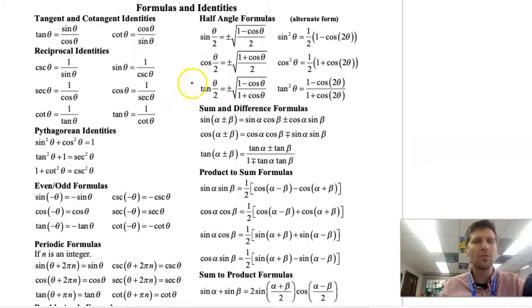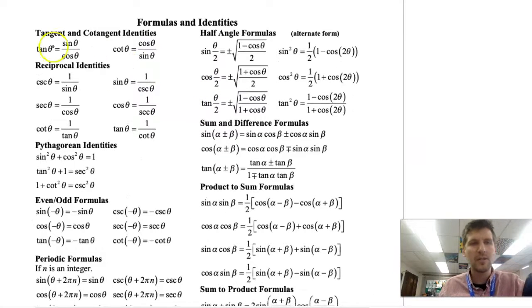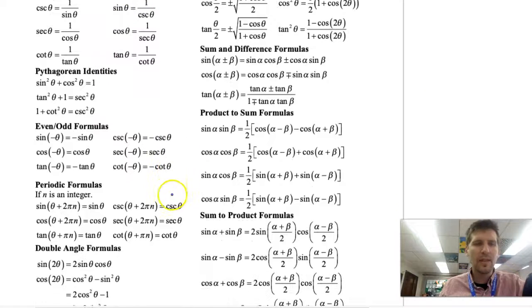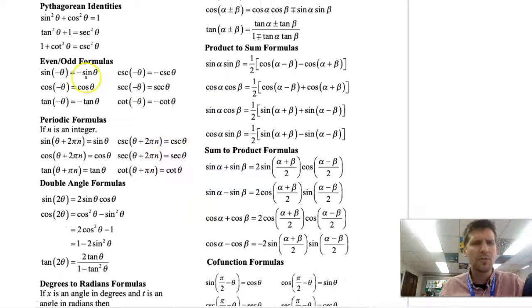Here are some interesting formulas and identities. I think this was the one I was trying to reference today. I think I actually referenced it incorrectly in class.